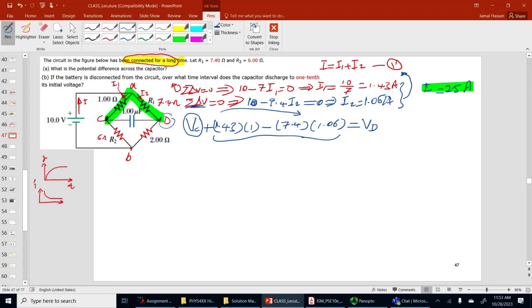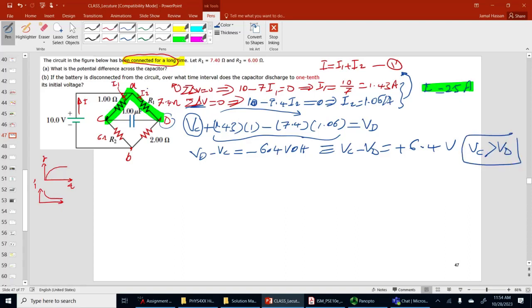Using my calculator, I got VDC, V minus C I mean, equal to minus 6.4 volts. Minus means VC is larger, okay? So that basically means VC minus VD is equal to plus 6.4 volts. This simply tells me that VC actually is larger than VD.